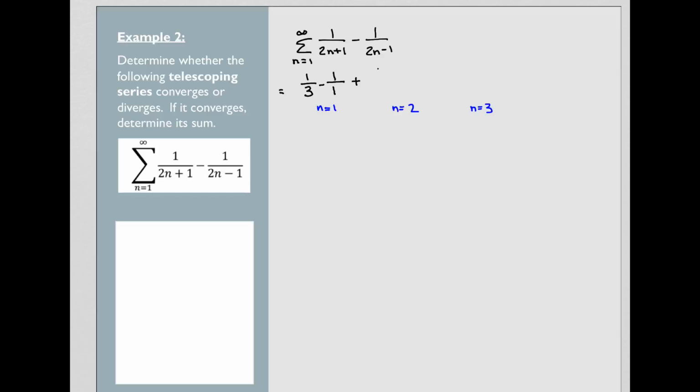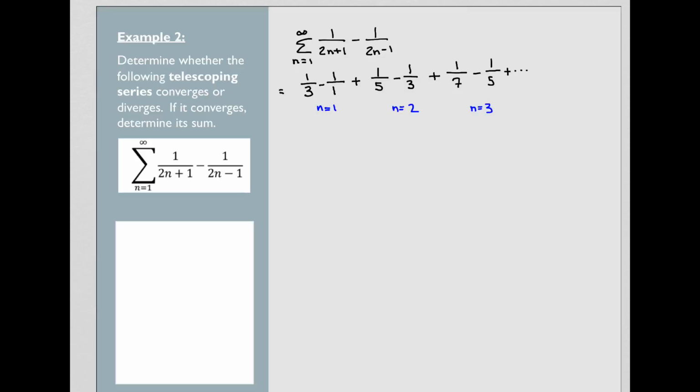Now let's put 2 in. 2 times 2 is 4, plus 1 is 5. 2 times 2 is 4, minus 1 is 3. That's the second term. Let's let n equal 3. 1 over 2 times 3 is 6, plus 1 is 7, minus 1 over 2 times 3 is 6, minus 1 is 5. That's the third term.